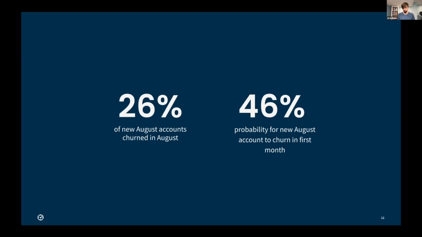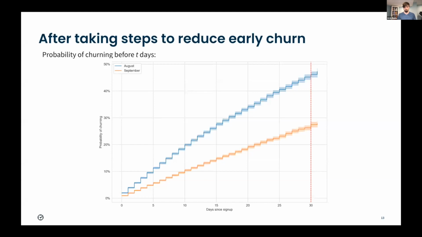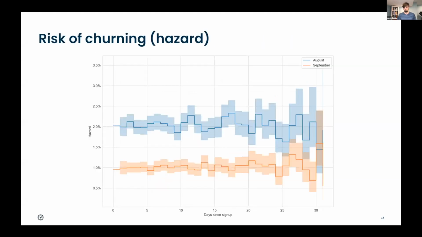Okay, so we've established that we have a problem with early churn. There's a 46% chance that an account churns within the first 30 days. So we should do something about it. Let's say we have some magical solution ready off the shelf. We plug it in, and the next month, all the accounts are going through a different onboarding process, and we wait for a month and see what happens. So after we do the calculations again, with the Kaplan-Meier estimator, we see that the orange line, the second month, is considerably lower, and it shows that our mitigation efforts have paid off.